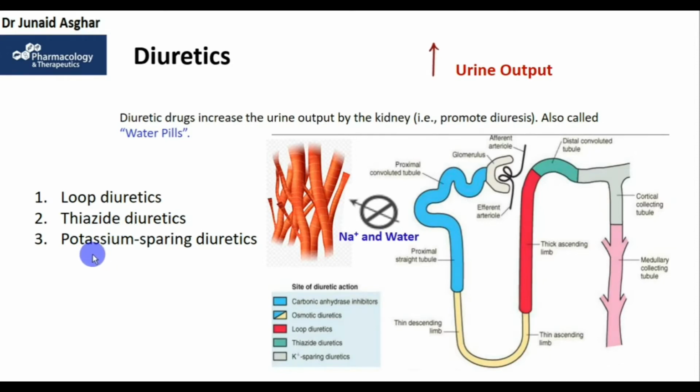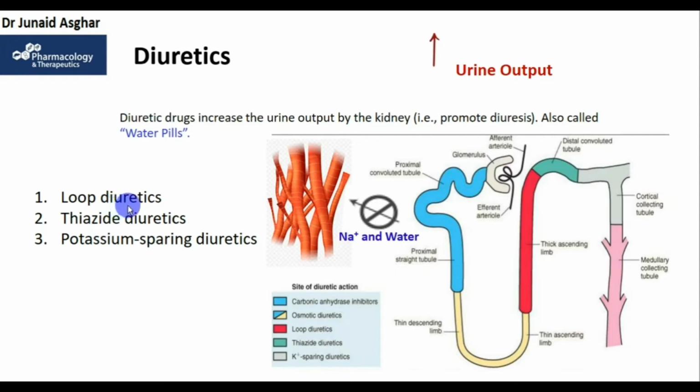Potassium-sparing diuretics also cause excretion of sodium and water, but they are called potassium-sparing diuretics because they do not promote the loss or excretion of potassium, and thus they do not produce hypokalemia, whereas the loop diuretics and thiazide diuretics are associated with hypokalemia as a side effect. So as you can see here, these drugs will promote increased excretion of sodium and water, and therefore these drugs will reduce the blood pressure.